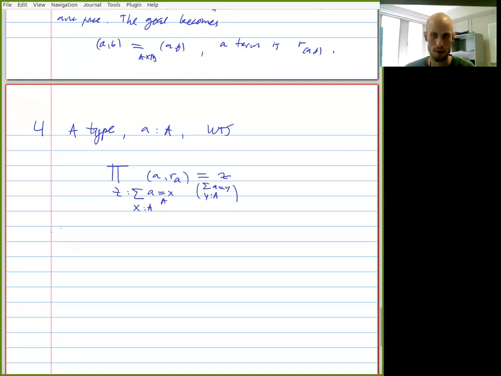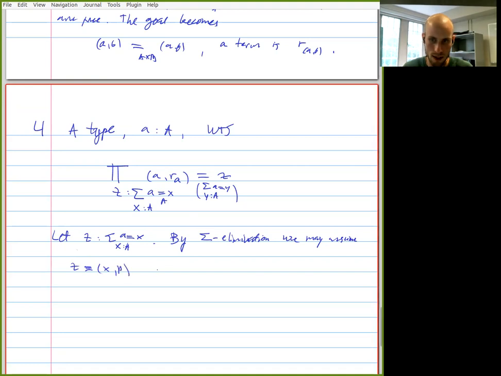Okay, so now let Z be of this type, a is equal to X. Then, to construct a term of this dependent function type, I assume a variable, and I'm going to show whatever I need to show. And by sigma elimination, I can split Z into a dependent pair. This was what was just asked about. And I can indeed do it. So by elimination, we can assume that Z is definitionally equal to some X comma P, where X is an element of A and P is a path from small a to X.